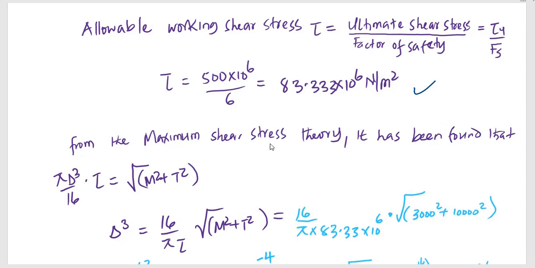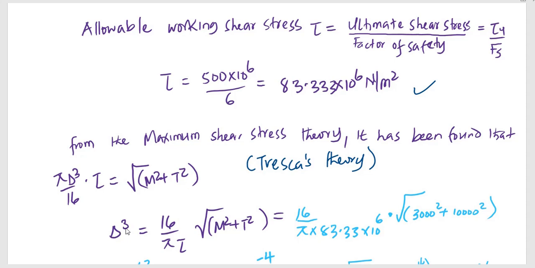Now, from the maximum shear stress theory, or what we call Tresca's theory, we know that pi d cubed, or pi times the outer diameter cubed, divided by 16, or just diameter if it is a solid shaft, times the allowable working shear stress, is equal to the square root of M squared plus T squared. This is the bending moment, this is the twisting moment or torque.